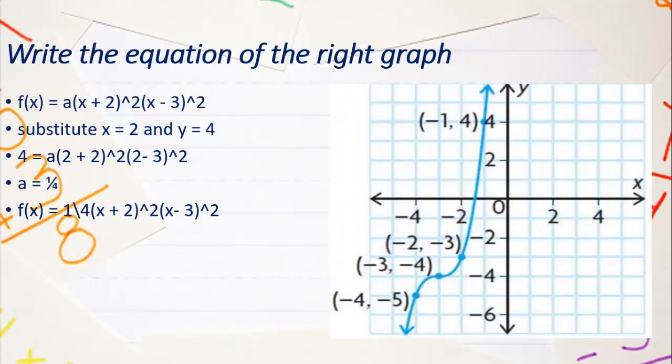Write the equation of the right graph. f(x) = a(x + 2)²(x − 3)². Substitute x = 2 and y = 4. So 4 = a(2 + 2)²(2 − 3)². So again we have to find the value of a, which is 1/4. So f(x) = 1/4 (x + 2)²(x − 3)².